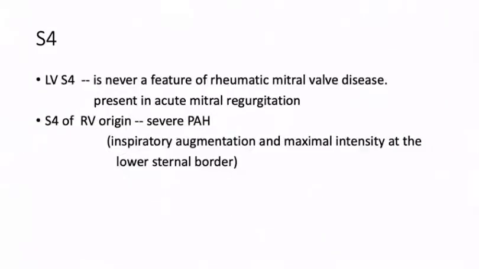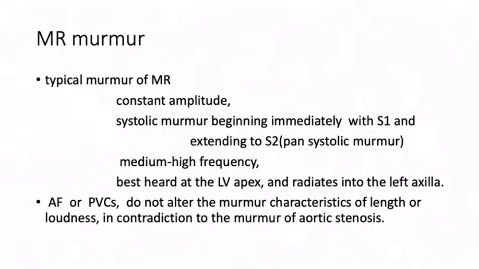Coming to the S4, it is never seen in patients with rheumatic mitral valve disease. And the presence of S4 in a severe mitral regurgitation, then we need to suspect the patient is having associated, and then we need to think the patient is having acute MR. And S4 of RV origin is seen in patients with severe pulmonary artery hypertension. The S4 of LV can be differentiated from S4 of RV as, with S4 of RV there is an inspiratory augmentation and it is better heard in the lower sternal border.